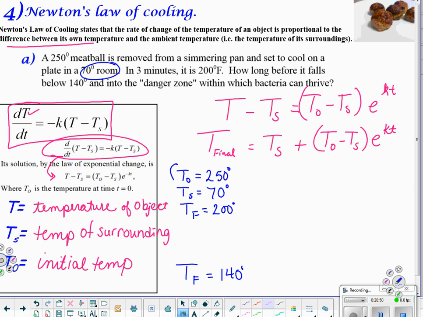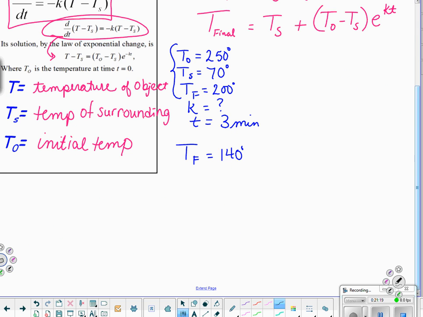This particular set of information, the T naught, S, and F, will help us find our K value, since we knew that it took 3 minutes for it to decrease from 250 to 200. So this is going to be critical to finding the K value, and then we can go into the 140-degree question. Let's get the ball rolling. Really, it's just plug and play.